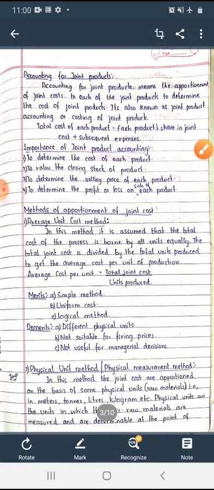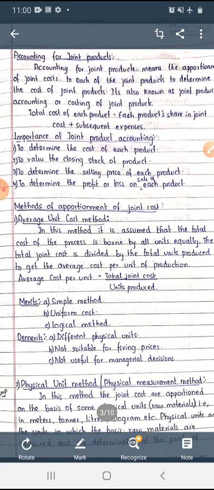The second one is the physical unit method or physical measurement method. In this method the joint costs are apportioned on the basis of some physical units of the raw materials, that is, in meters, tons, liters, kilograms, etc. Physical units are the units in which the basic raw materials are measured and are determinable at the point of separation of the joint products. This method cannot be applied when one product is gas and another is liquid.